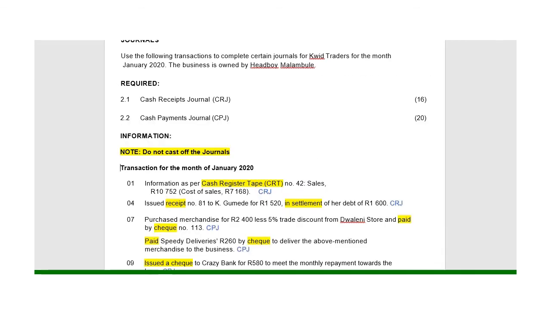Okay, so in the next one, we're going to look at the CPJ.